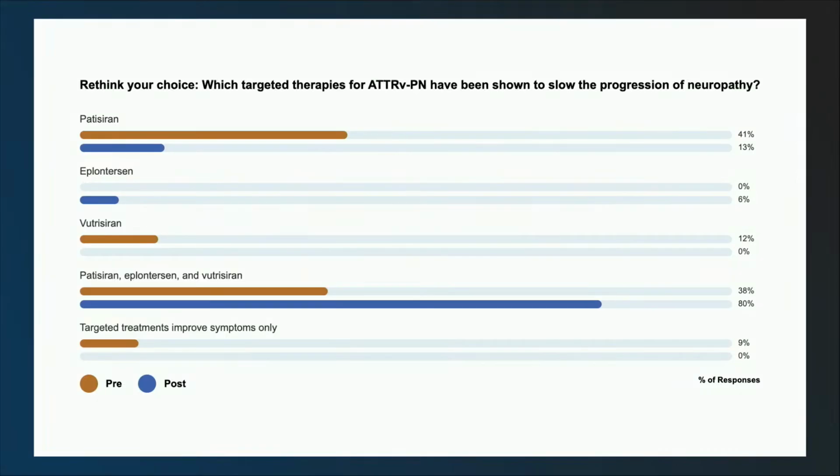Okay, so the correct answer, well, we improved. In the pre, we had several options, and then in the post, most people answered correctly, which is all of those 3: patisiran, eplontersen, and vutrisiran all slow down the progression of the neuropathy.